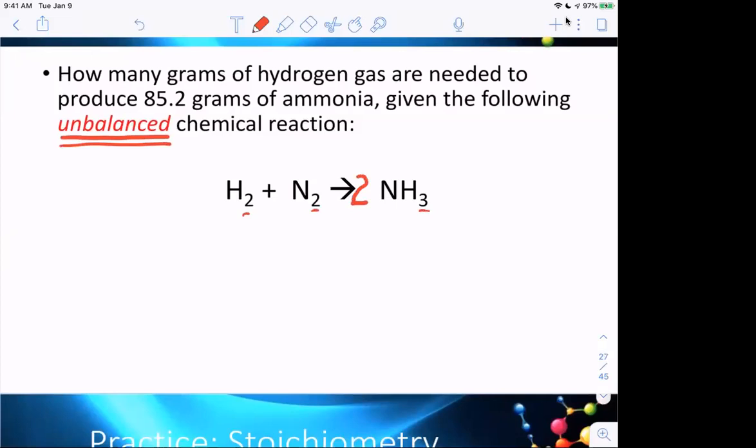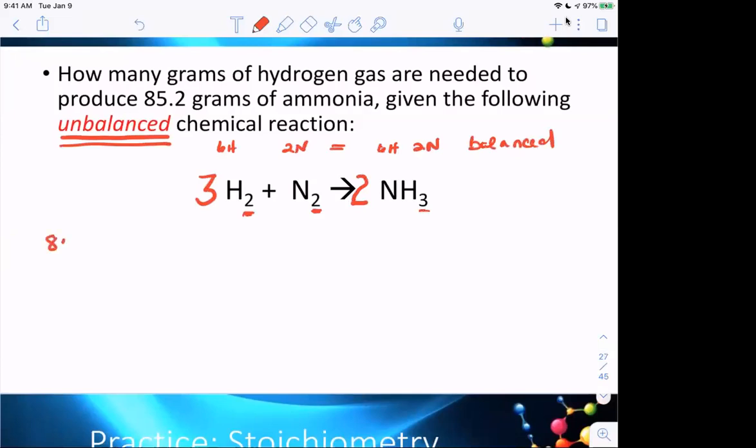So that gives me 2 nitrogens and 6 hydrogens. Well, I have 2 nitrogens, so that's balanced. How can I get 6 hydrogens here? Well, I just have to put that coefficient. This gives me 6 hydrogens and 2 nitrogens. That's equal, so this is now balanced. So let's start the stoich calculation.